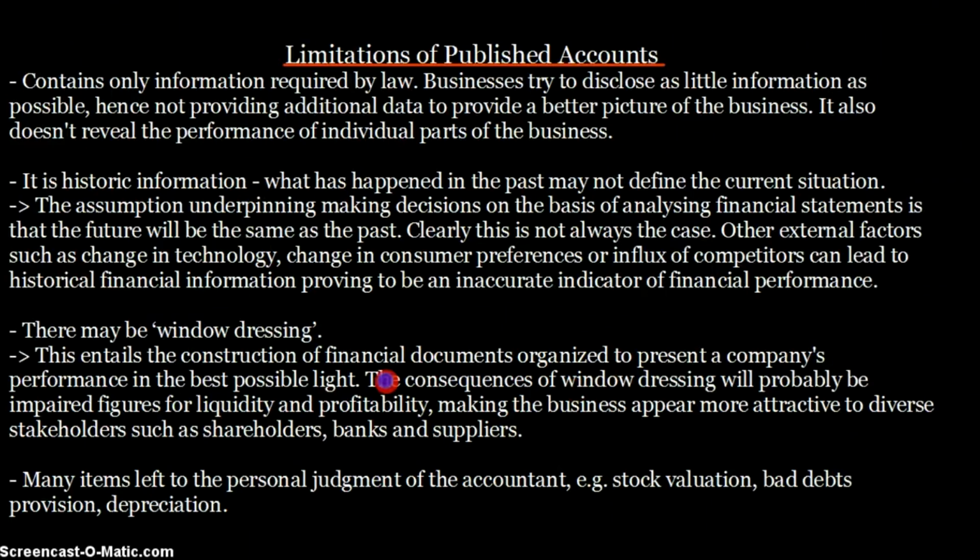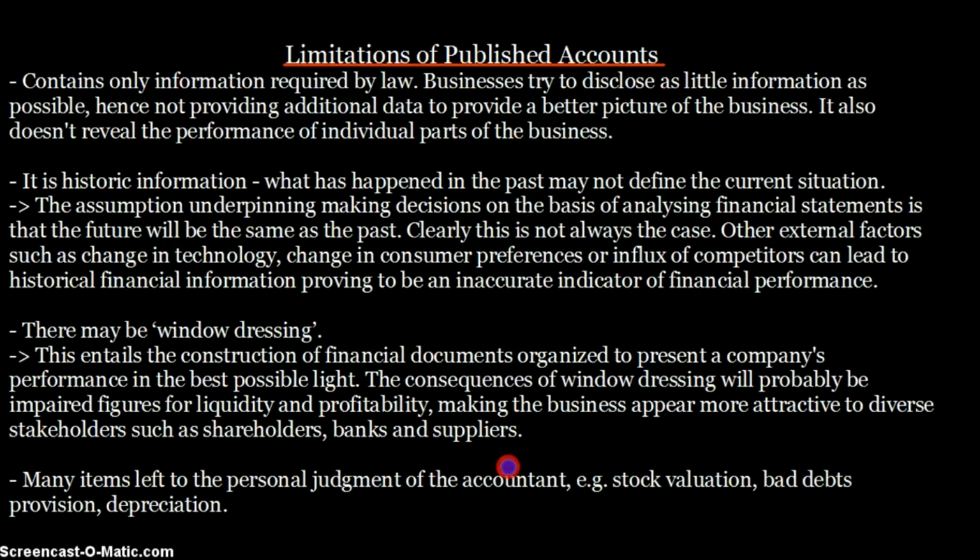And one of the other major limitations is the window dressing part. This entails the construction of financial documents organized to present a company's performance in the best possible light. So companies try to window dress their documents, try to present themselves as having a good liquidity and profitability position, even if they do not have that. The consequences of window dressing will probably be impaired figures for liquidity and profitability, making the business appear more attractive to diverse stakeholders such as shareholders, banks, and suppliers. So we've talked about that as well, window dressing, when we're talking about ratio analysis.